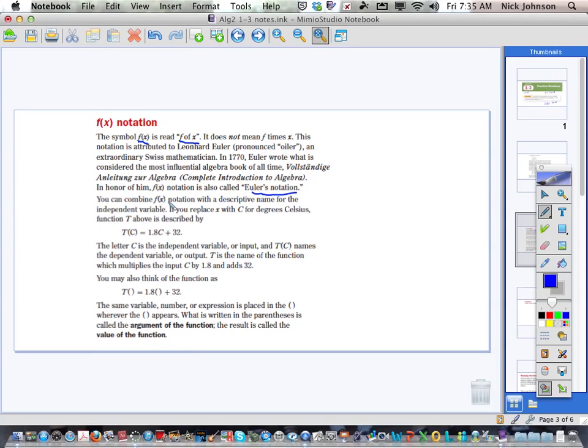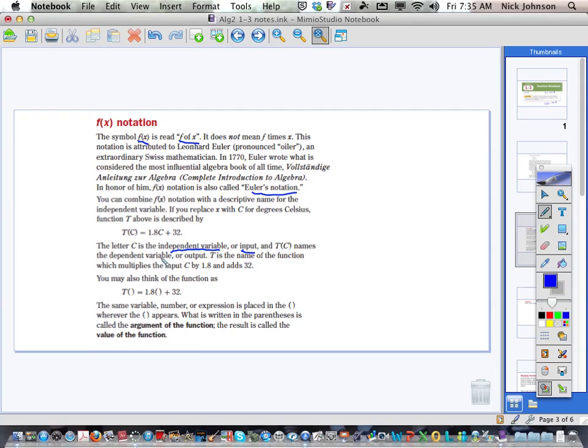It says you can combine f of x notation with a descriptive name for the independent variable. You can replace x with c for degrees Celsius. So we could call this T of c, meaning this is our temperature equation, but c is the value of Celsius temperature that you're going to put into that function. So we just named this other variable here. Okay? The letter c is an independent variable. That's our x variable. Independent variable, x variable, or our input, as we talked about the other day.